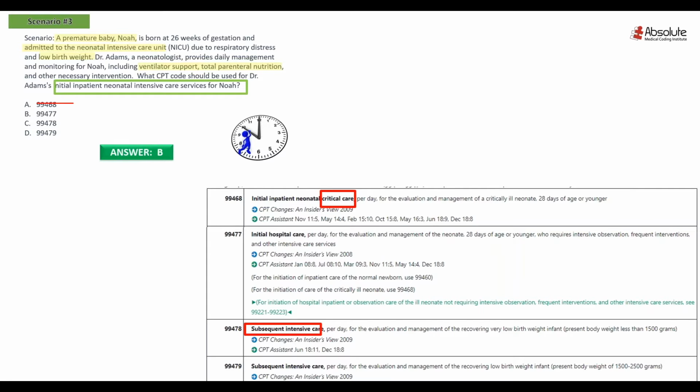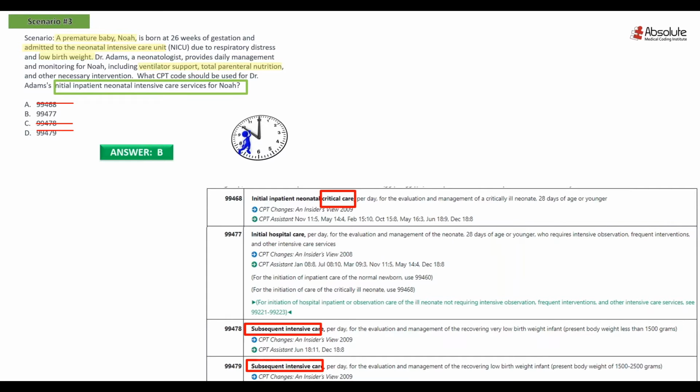So option A is incorrect, and options C and D are coding for 99478 and 99479. Both are coding for subsequent intensive care per day for evaluation and management. So again, this is not a subsequent intensive care which we are looking for. We are looking for an initial intensive care service.